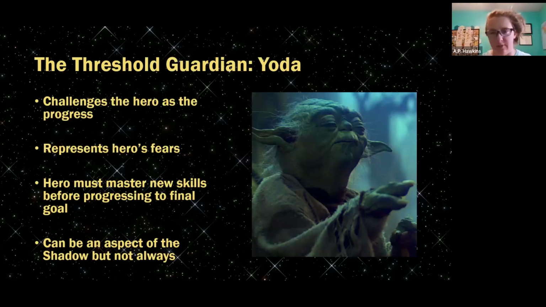And obviously he fails, right? He fails in the cave. When he does have to face Darth Vader for the first time, he's not ready. And that's why he can't prevail in the first case. But the Threshold Guardians, they can be aspects of the shadow, but they're not always. Obviously, Yoda is not a shadow character. He is a good aligned character, but he is forcing Luke to face some of the worst aspects of himself in order to continue on his journey.